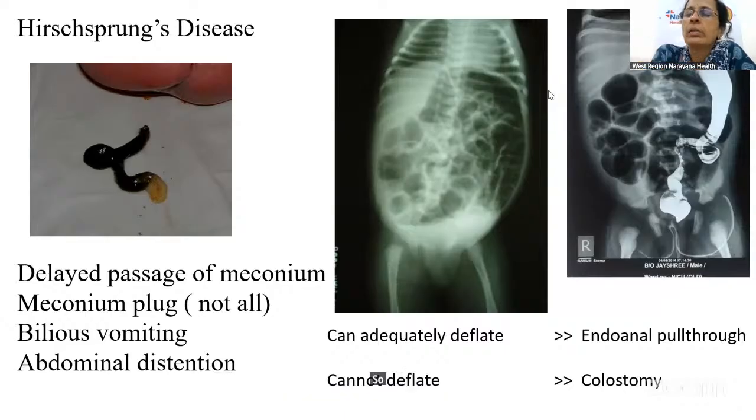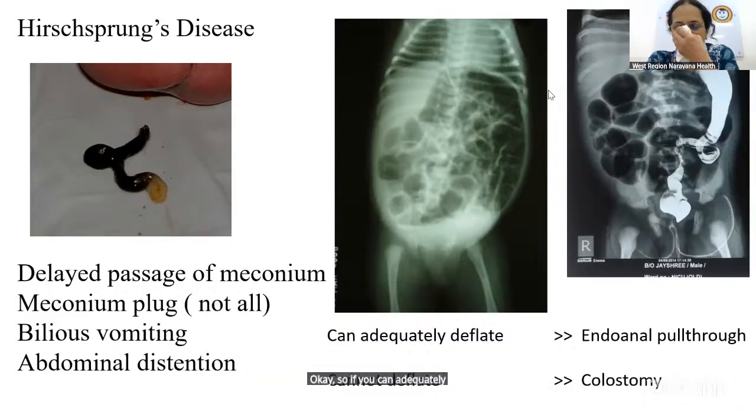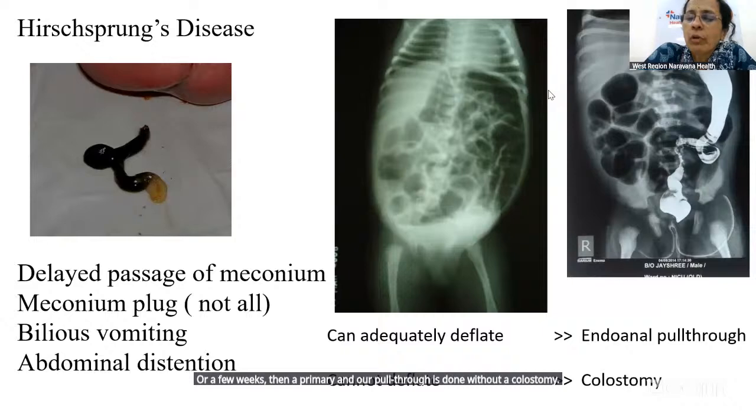This is a dye study which is done. This was the same slide which we have seen, and you can see the aganglionic rectum and sigmoid and descending colon, and you can see the coning in the splenic flexure. If you can adequately deflate them for a few days or few weeks, then a primary endoanal pull-through is done without a colostomy. And if you cannot deflate them, then you will do a colostomy and then a definitive pull-through.